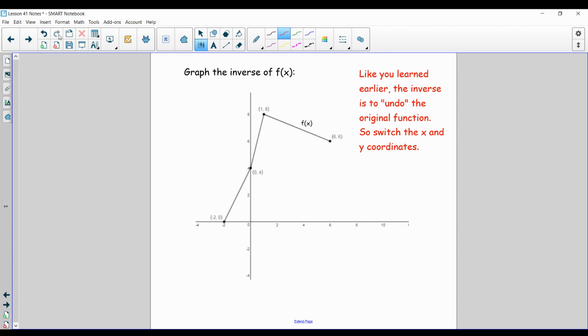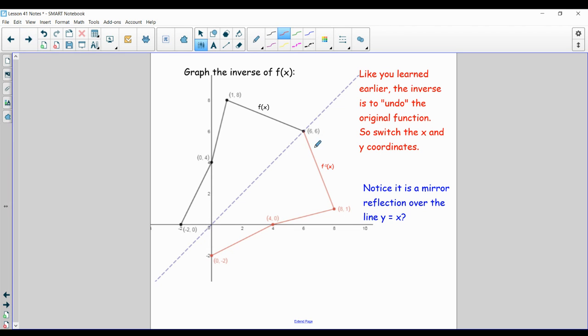So you're going to switch your x and y coordinates. That's what I did with each one of these here, and then I connected them in the same order that they were on the original one. And something to notice that we'll be talking about with inverses is that if you graph the line y equals x, this will be a mirror version of this. So if you take your paper and turn it 45 degrees so that the line's going straight up and down, you can see that those are mirror images of each other.